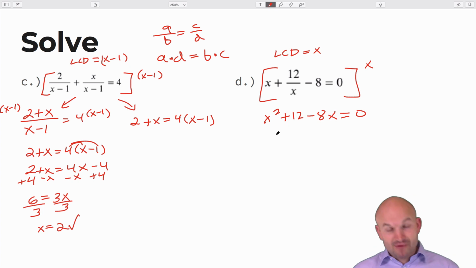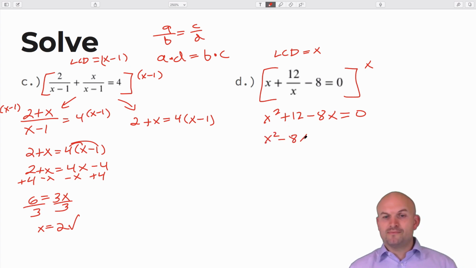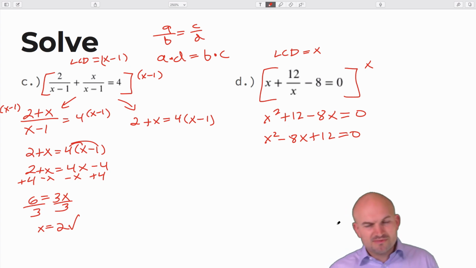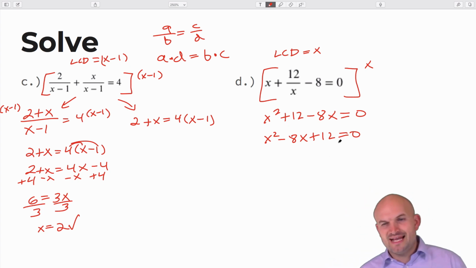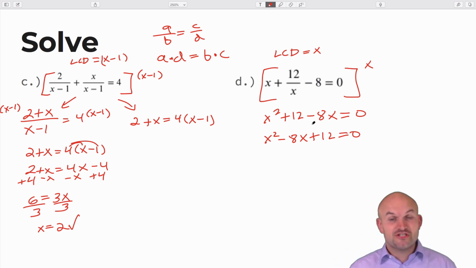Okay, so now I recognize I have a quadratic. It's not in standard form though, so I'm just going to rewrite it in standard form. Now I can either factor this, use the quadratic formula, or complete the square. All right, what two numbers multiply to give me 12 and add to give me -8? I'm thinking 6 and 2, -6 and -2.